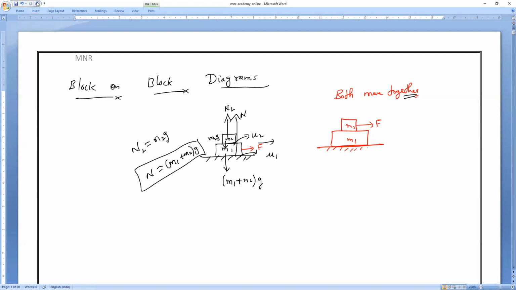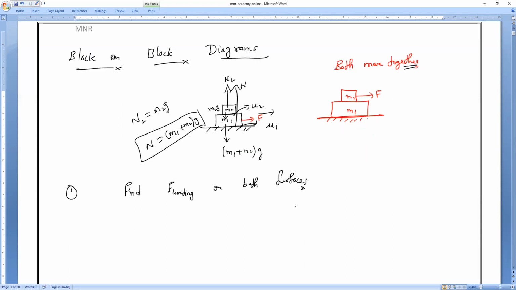So let us brush up the 3 steps. What is the first step? In all these numericals, we have to find F limiting. On one surface or both surfaces? Both the surfaces. Second, we have to search for a body in such a way that it is experiencing only frictional force, the block which has only frictional force, so no other external force should act.